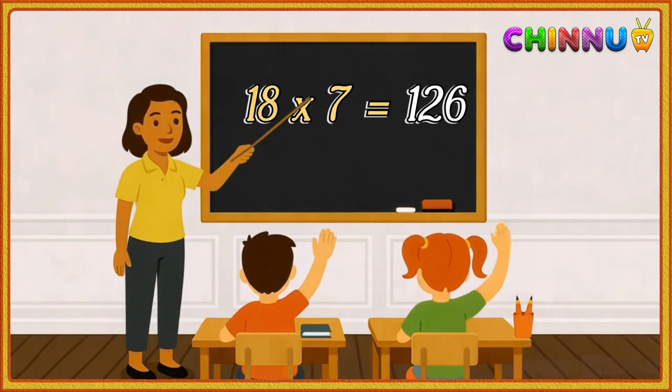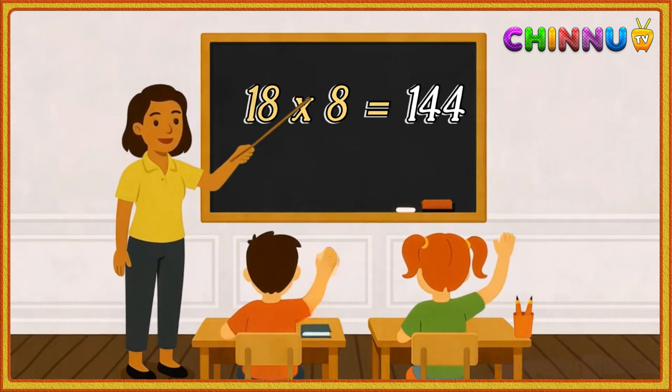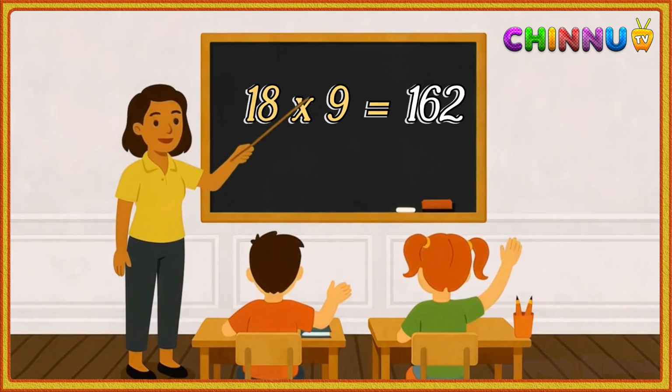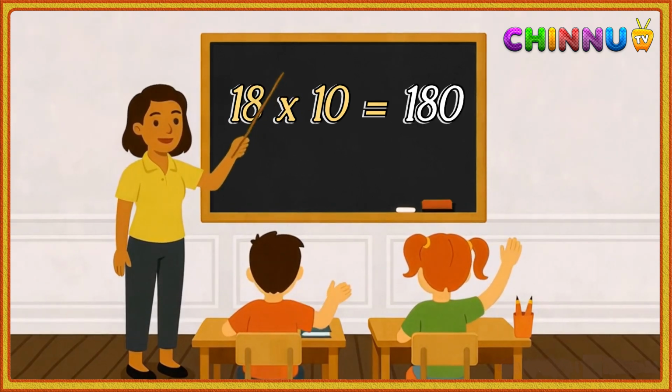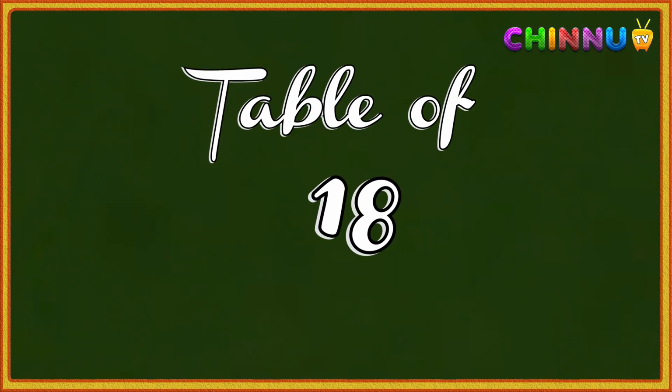18 sevens are 126. 18 eights are 144. 18 nines are 162. 18 tens are 180. Let's learn the table of 18 one more time.